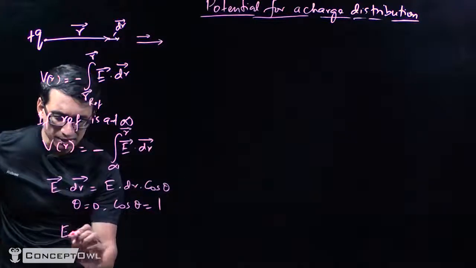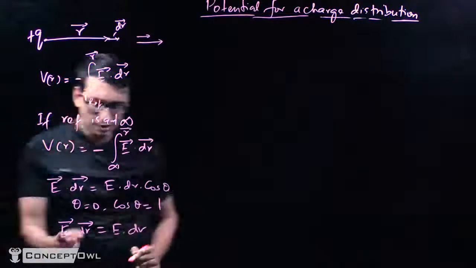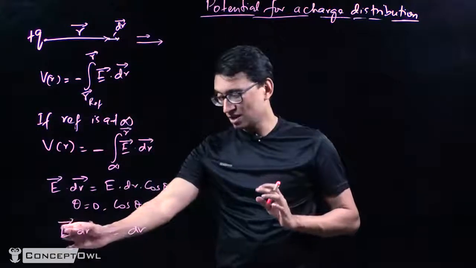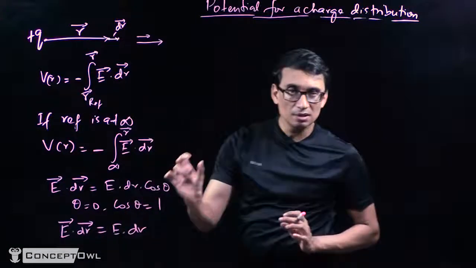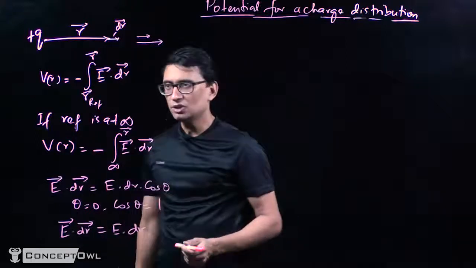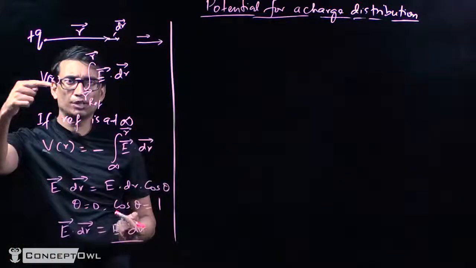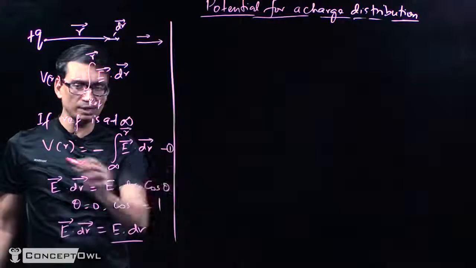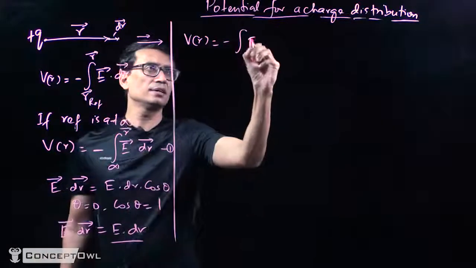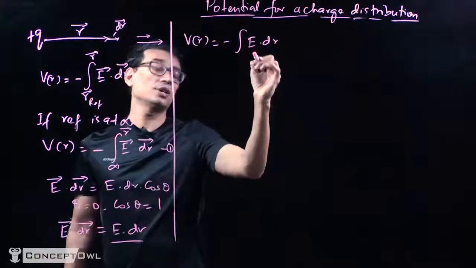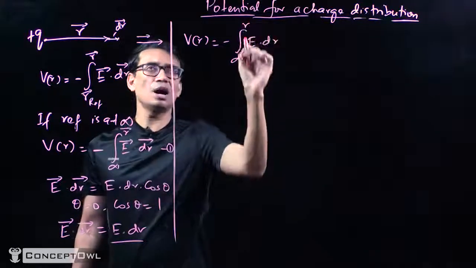And now I can say that E dot dr vector is equal to E into dr. They look the same, but do not take it for granted. Here E and dr are vectors and this is a dot product. Here this is just a multiple of two magnitudes, two scalar quantities. So now let me go back to equation 1. We say V(r) equals minus integral of E dr, not a dot product, these are two scalar quantities, where r goes from infinity to r.